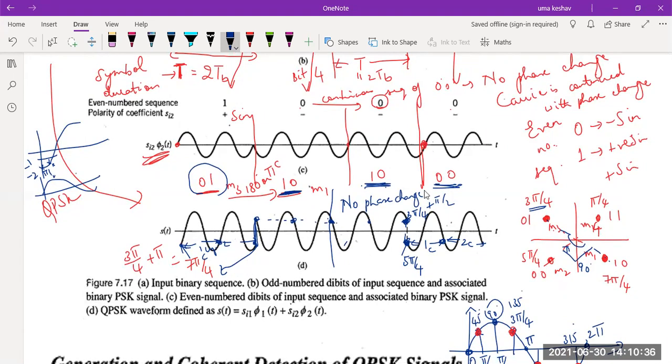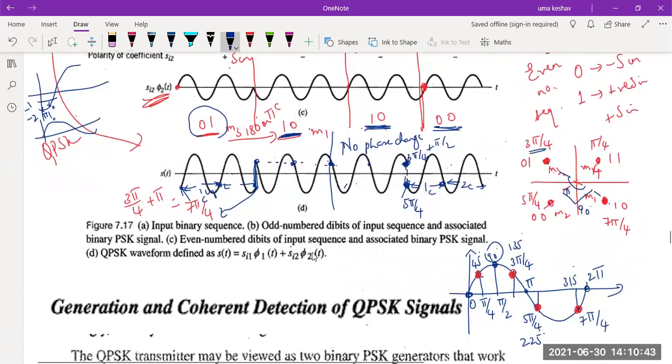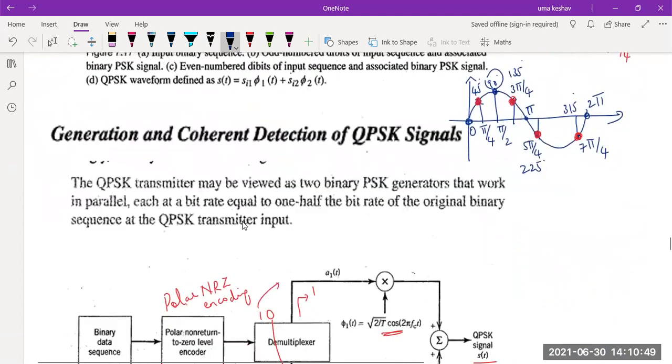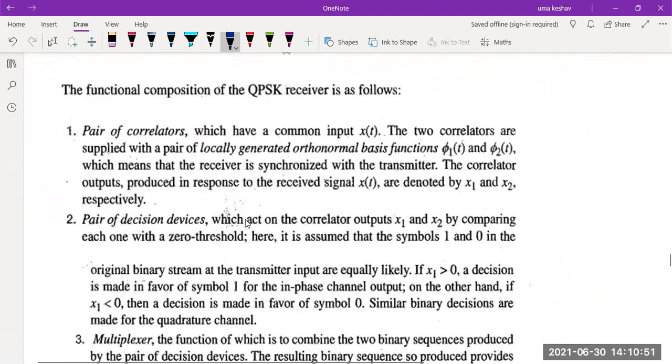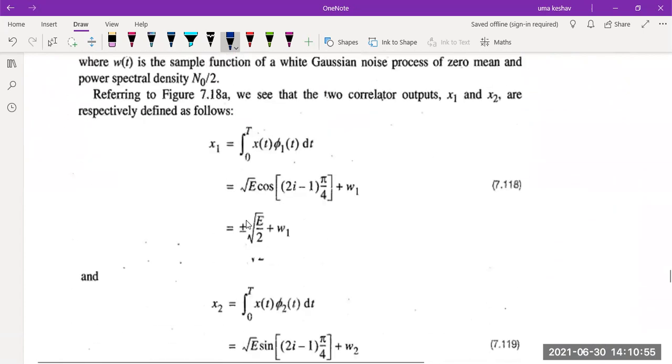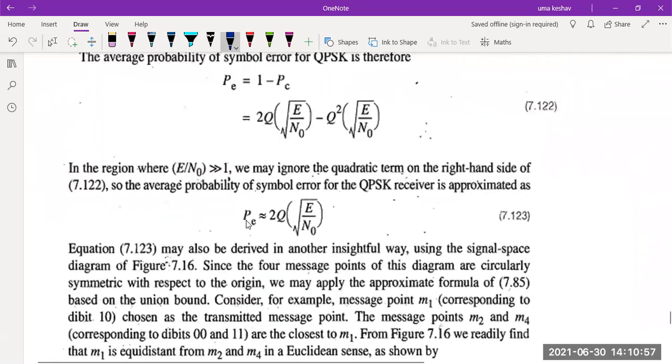Please try to understand this and try to do it for some more signals. If you have any doubts, you can get back to me. I will do some more examples and send it to you. Okay. So this is about the waveform representation. Next, we will talk about the reception of QPSK. We'll directly go to the block diagram.